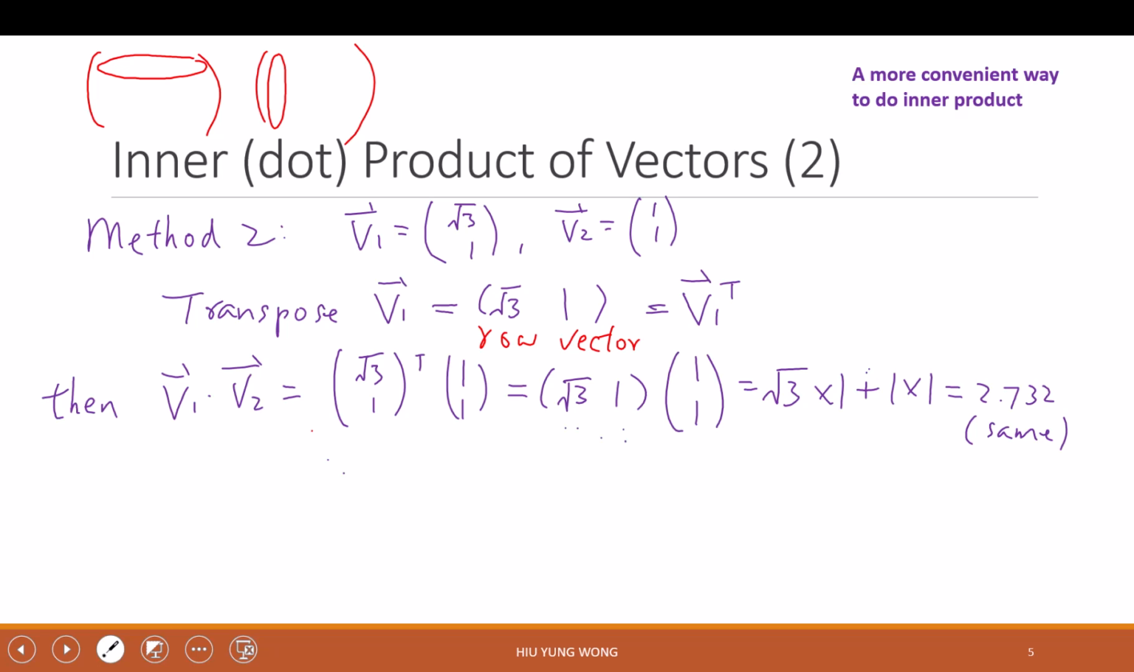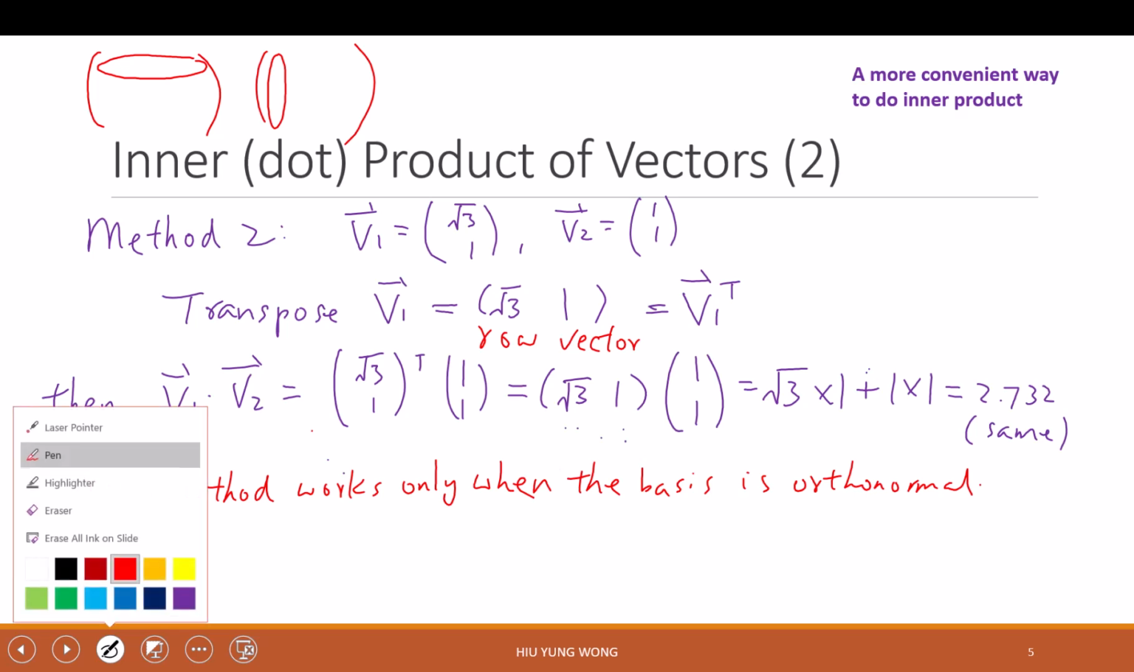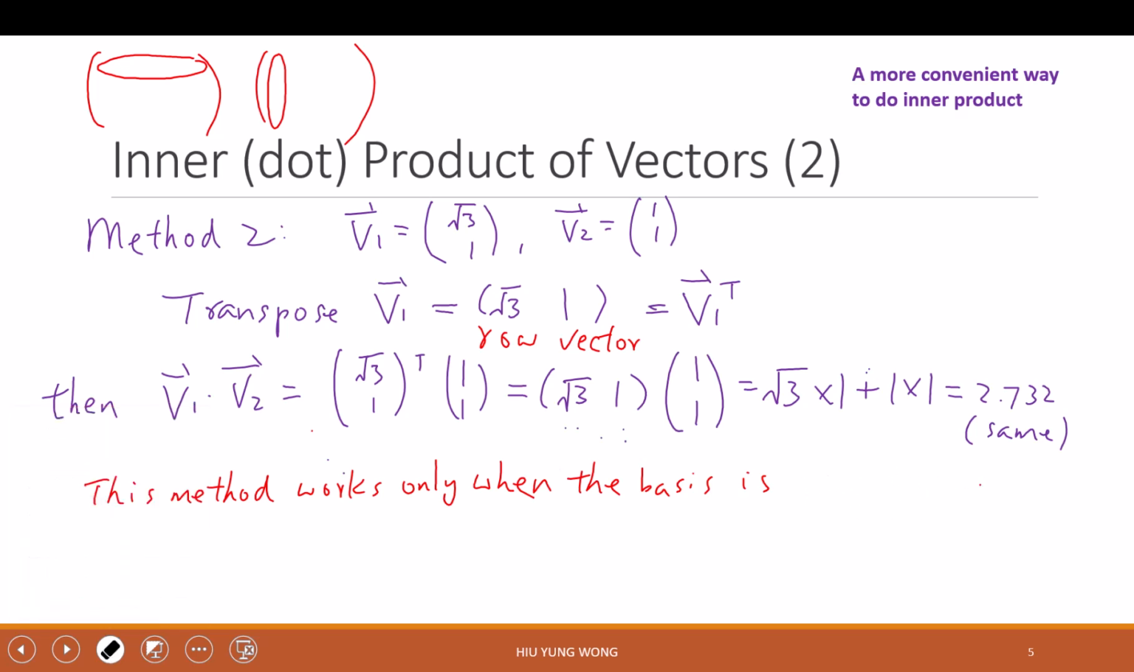Okay, but here I need to warn you of a very important thing, and this is the case in quantum computing. It will always be the case. This method works only when the basis is orthonormal. We will talk about this later. Okay, what is the basis state here? Basis vector here. Can someone tell me? What are the basis vectors?